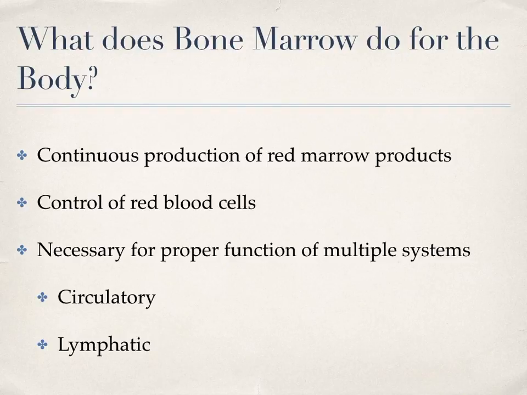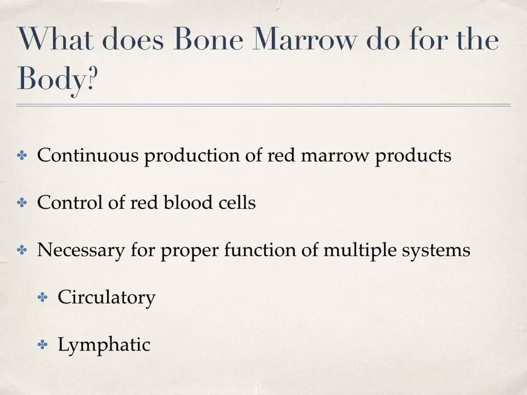Bone marrow, as I said earlier, is necessary for the proper function of multiple systems because bone marrow gives rise to the cells that fuel these systems. So, two systems specifically would be the circulatory system and the lymphatic system. With the circulatory system, we know that the circulatory system is just the movement of oxygen and blood throughout the body. And without the continuous production of those red marrow products, our circulatory system would not function properly.